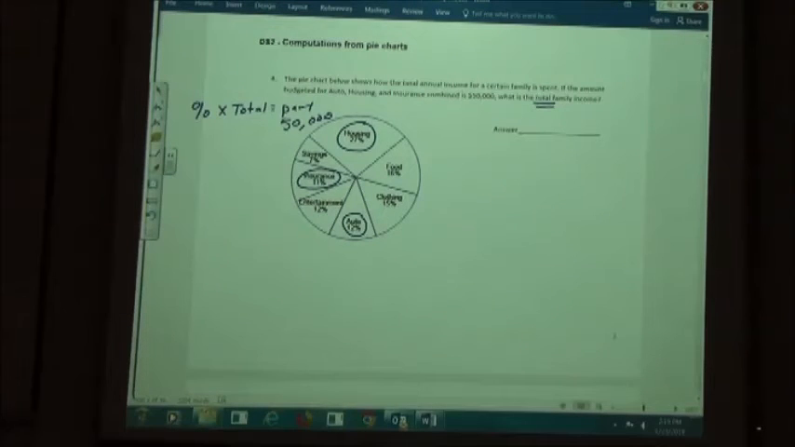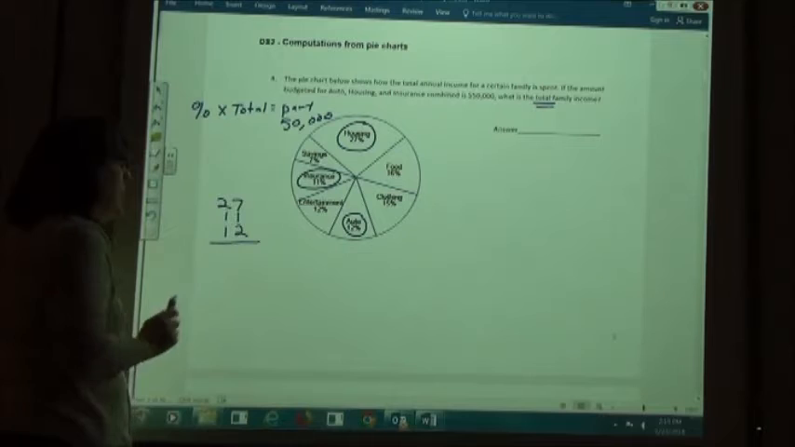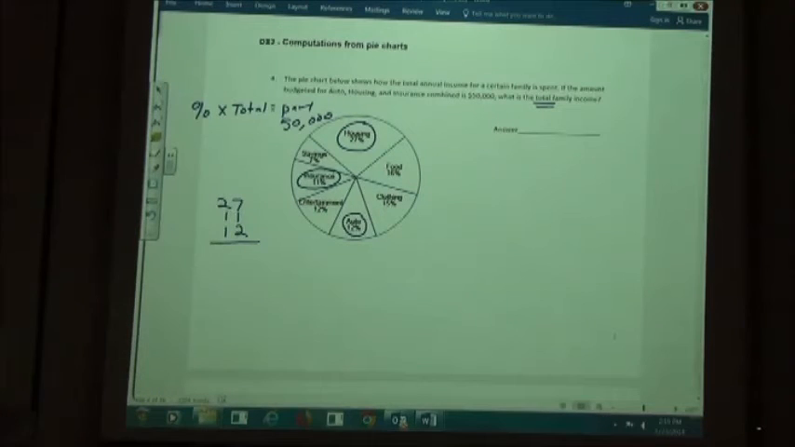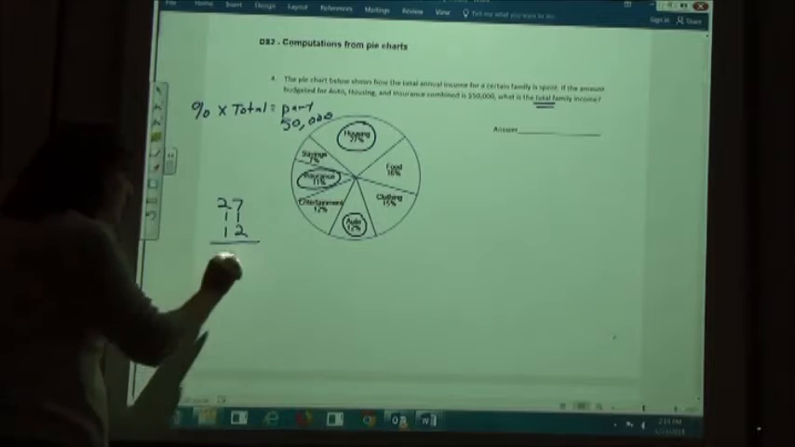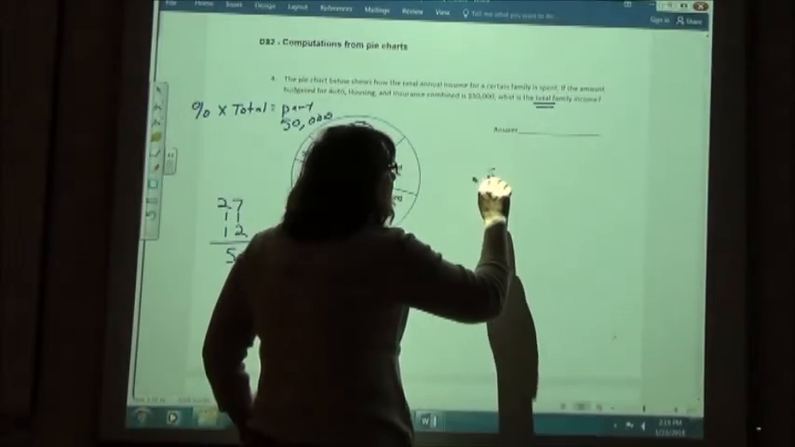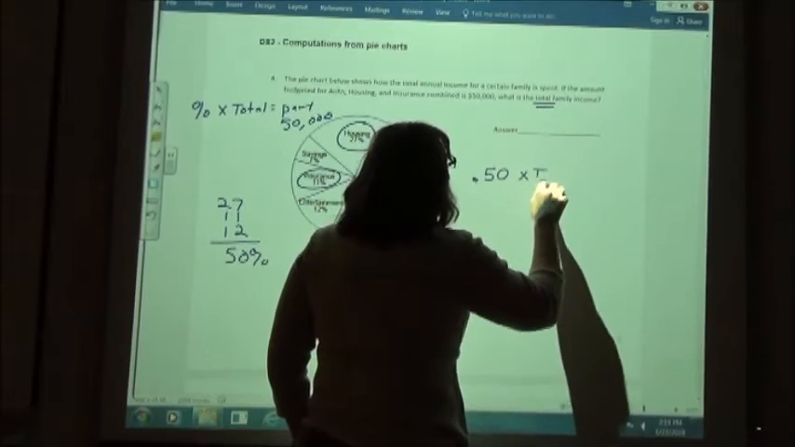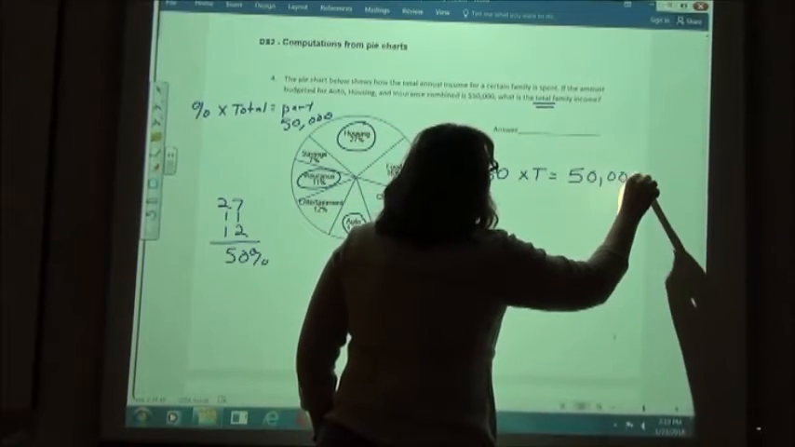So we're going to start by adding 27 plus 11 plus 12. Gives us how much? 50%. So if I plug that into my formula, I'm saying 50%, which as a decimal we have to use 0.50 or 0.5. 50% times my total is equal to my part, which was the $50,000.